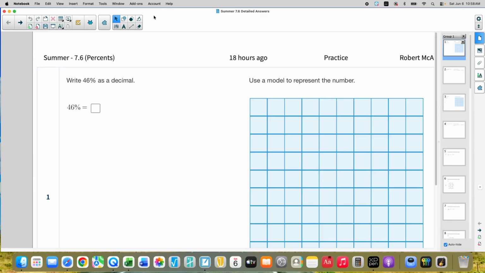All right. Hello. Summer 7.6. That is 7th grade material, chapter 6, dealing with percents. So it says write 46% as a decimal. Use a model to represent the number.